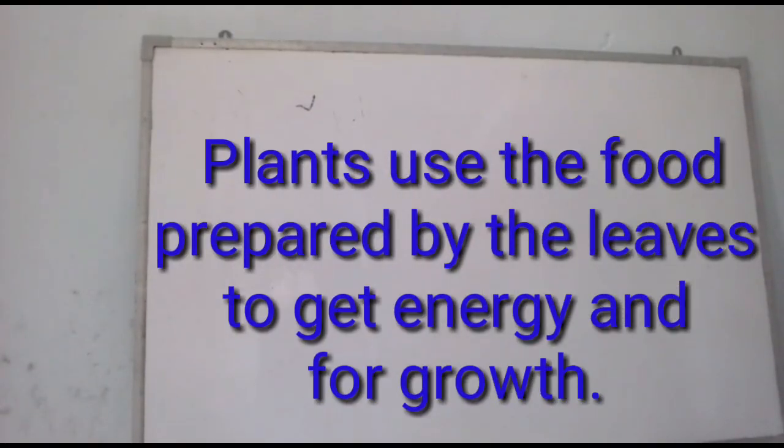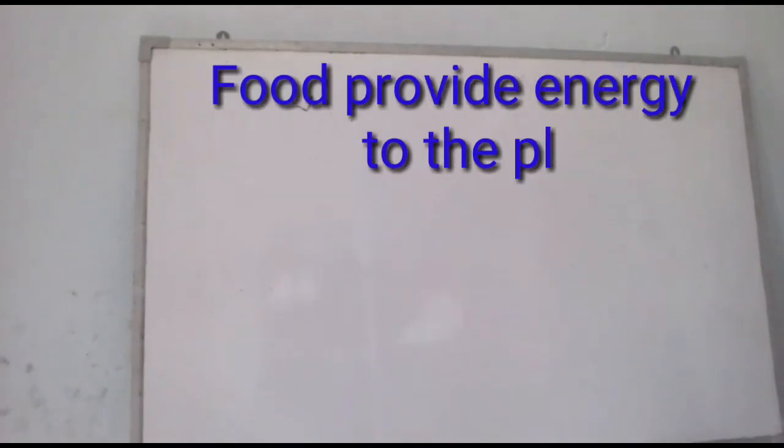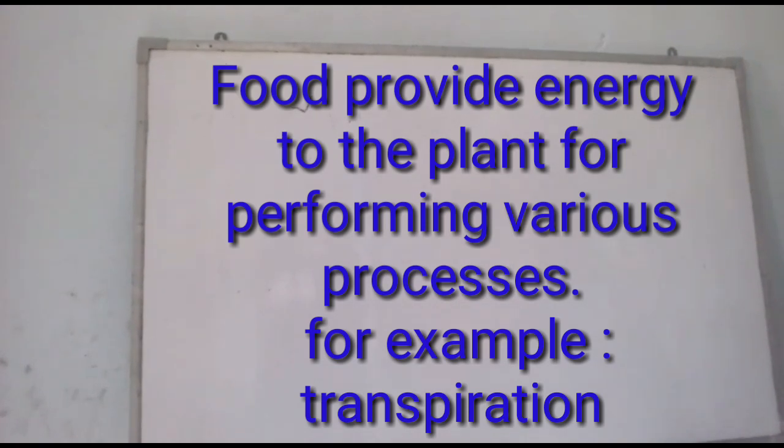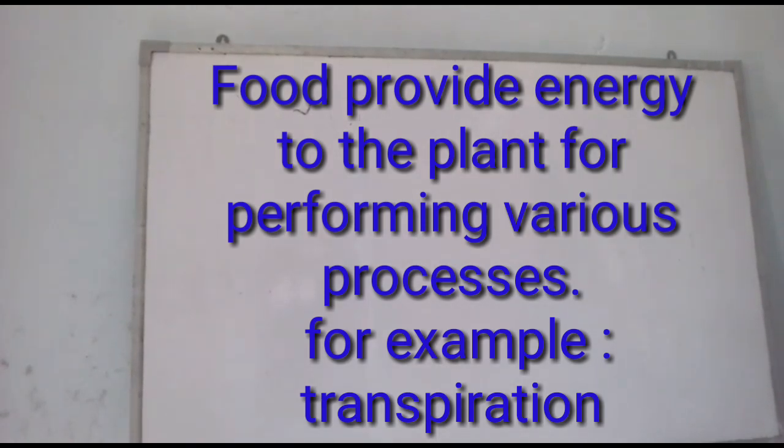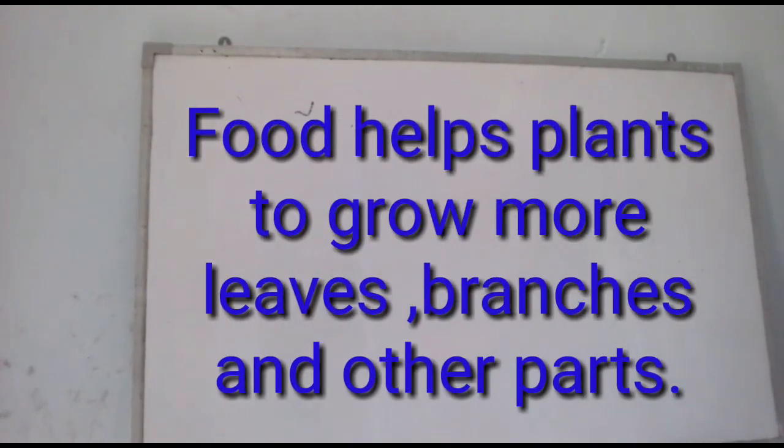Now, how do plants use food? Plants use the food prepared by the leaves to get energy and for growth. As we use food for our growth, plants also use it. Food provides energy to the plant for performing various processes like transpiration and others. Food helps plants to grow more leaves, branches and other parts.